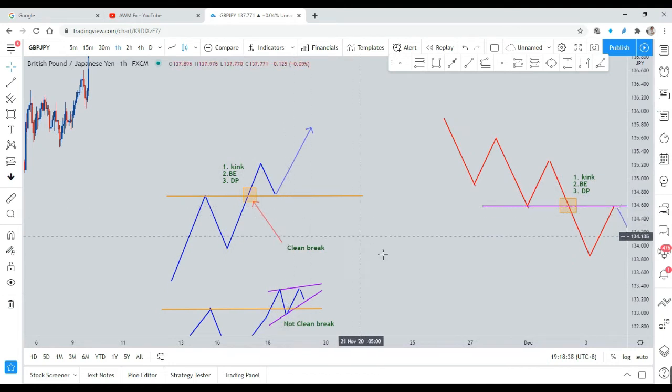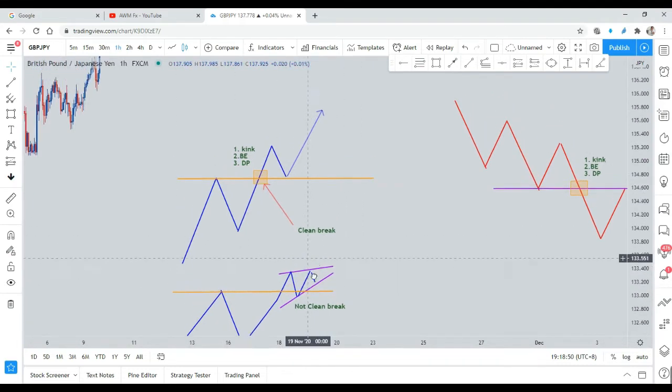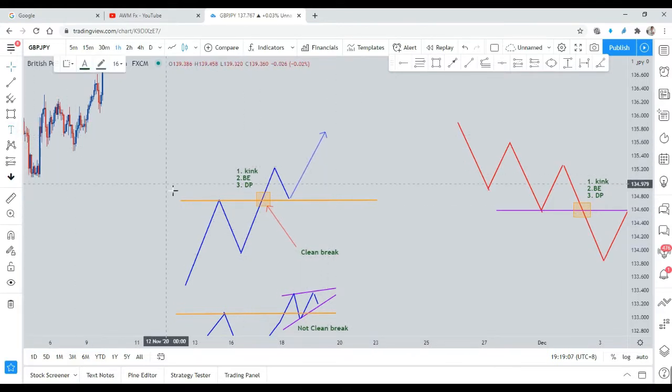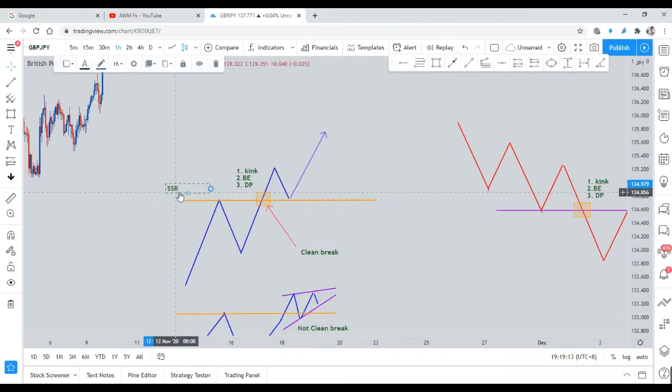So what is not a clean break? It is something like this. When the price goes up, it forms what we call a channel, either a channel or a consolidation slowly going up. So this is not what we want. What we want is a clean break. Even though there is some broken candle, or what we call continuous candles going up, it is okay. All right, so this is what we want, a clean break. First rule.